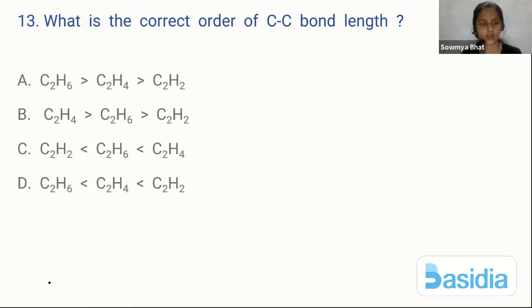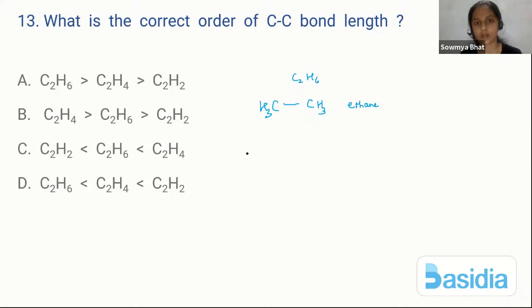Our next question is here. What's the correct order of carbon to carbon bond length? So the compounds given, if you see them, all of them contain the 2 carbon atoms. So the first one here, C2H6. Let me write the structures first. C2H6, that's CH3CH3. This is C2H6, which is called as ethane.